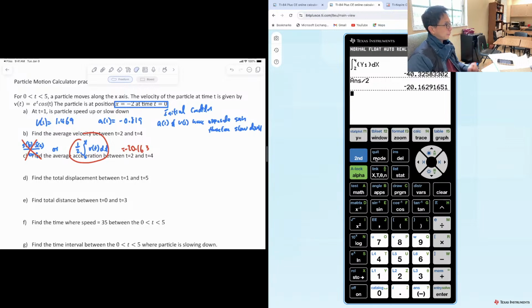You just integrate V of t. If you integrate V of t, it's going to give you S of t. So what's average acceleration? Your average acceleration is the change of velocity over the change of time. So it'll be V of 4 minus V of 2 over 4 minus 2.